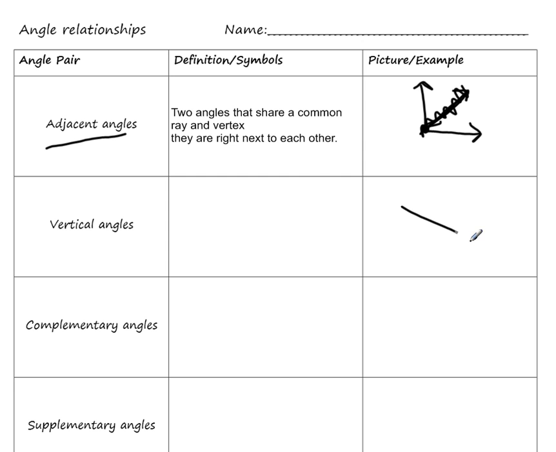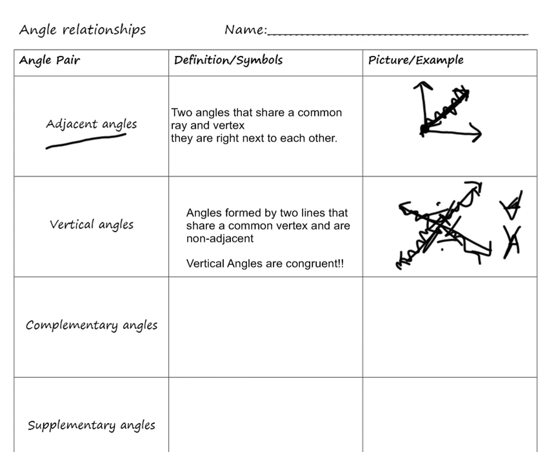Okay, vertical angles, remember those are your angles that are formed by two straight lines, and they're right across from each other. They form a V and an A. If you want to write that off to the side, VA for vertical angles. They are not adjacent. They don't have one common ray. This ray here isn't common with this ray here, isn't common with this ray here, isn't common with this ray, and they're congruent.